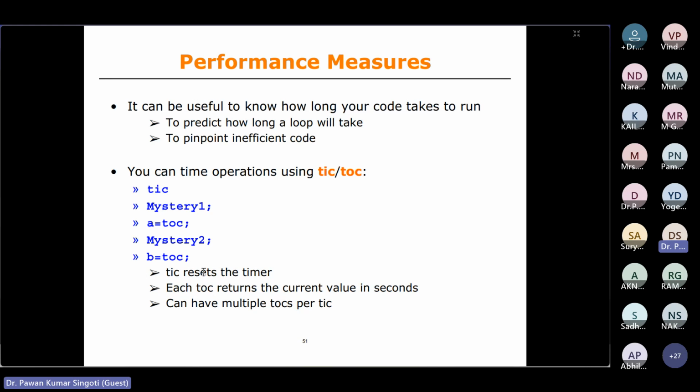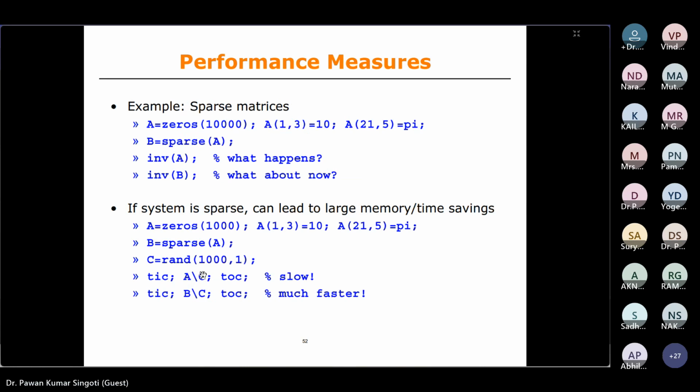Okay, tic and toc. For example, for sparse time, we are using A zeros, B sparse. These are some commands. You can check this, and also you can check tic toc for slow and faster. If the system is sparse, it can lead to large memory and time savings.